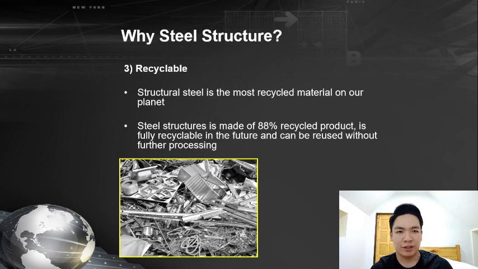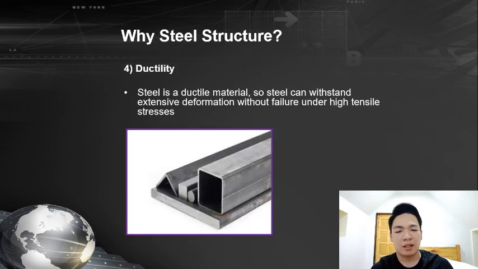Number three, it is recyclable. Structural steel is the most recycled material on our planet. Steel structure is made of 88% recycled product. It's fully recyclable in future and can be reused without further processing. Number four, we have ductility. Steel is a ductile material, so steel can withstand extensive deformation without failure under tensile stress.